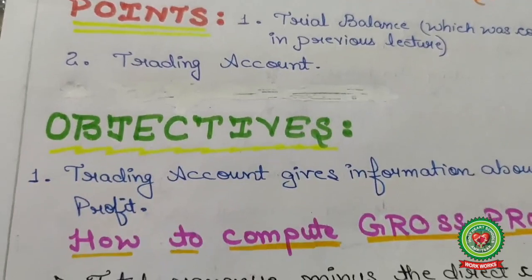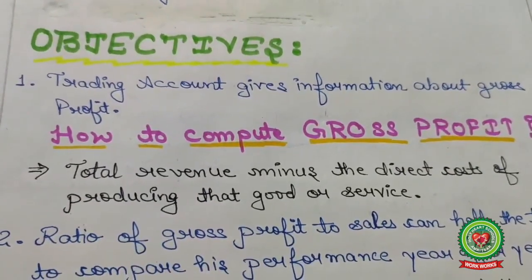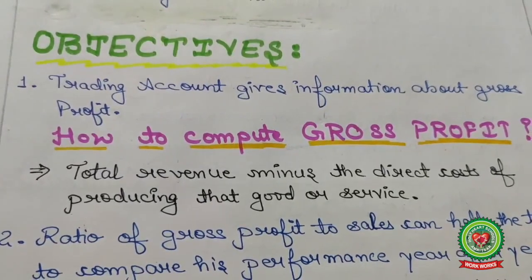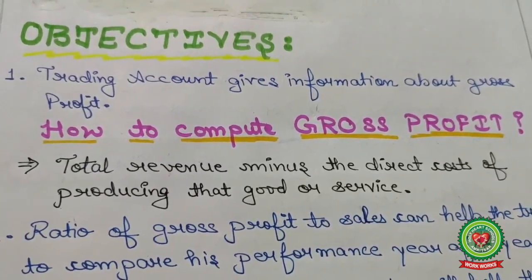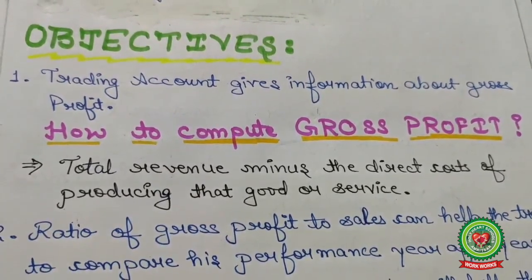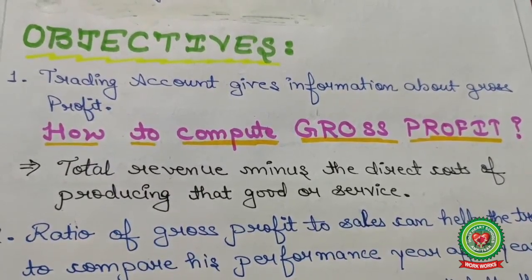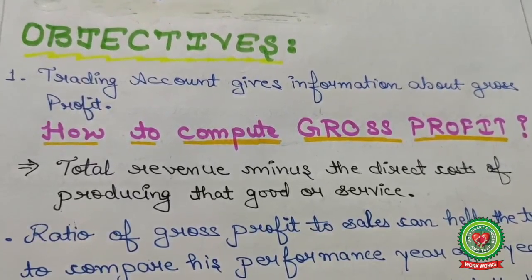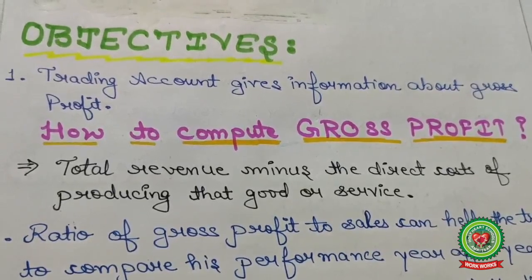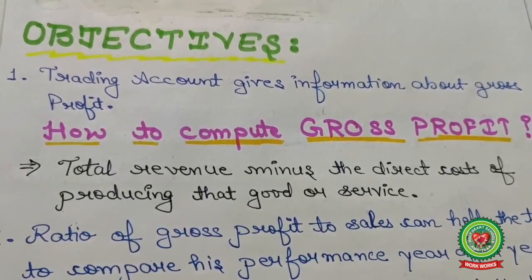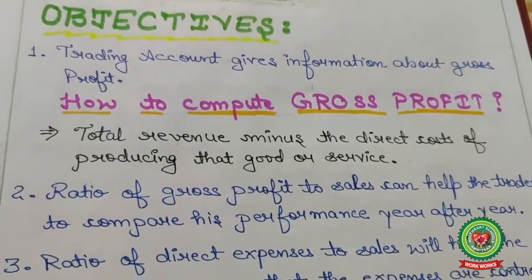First of all, what are the objectives of trading account? Trading account gives the information about the gross profit. Now how to compute gross profit? Total revenue minus the direct cost of production of those goods or services. Revenue means income earned after sales. So sales total amount minus the direct cost. Direct cost means any cost on production, and when you deduct it, the result is considered as gross profit.